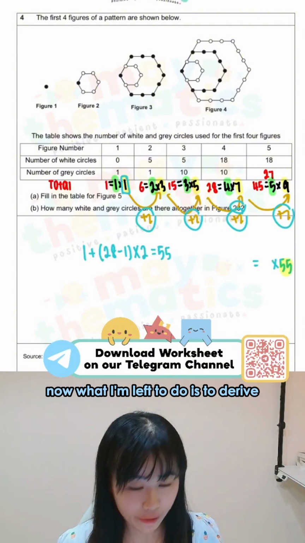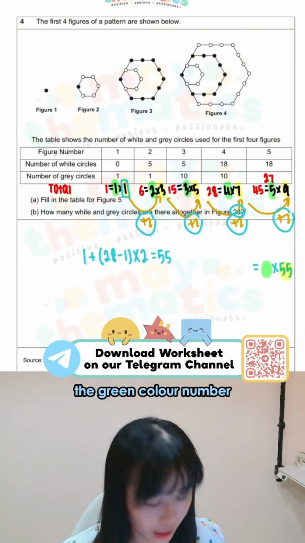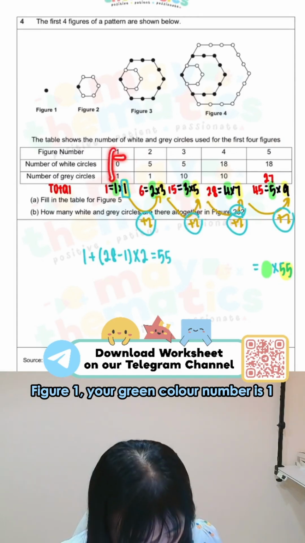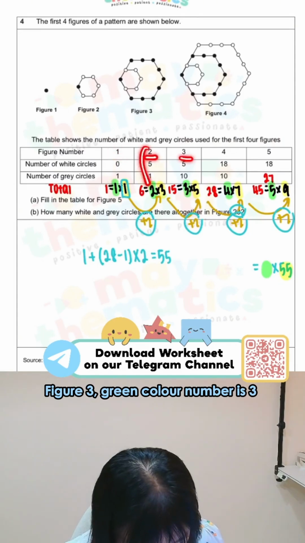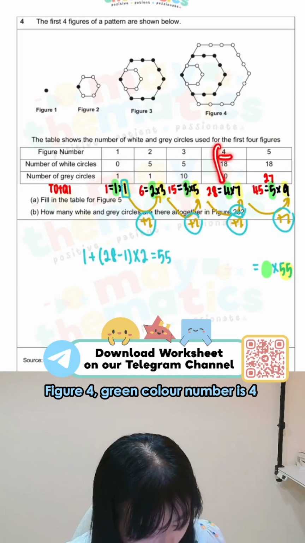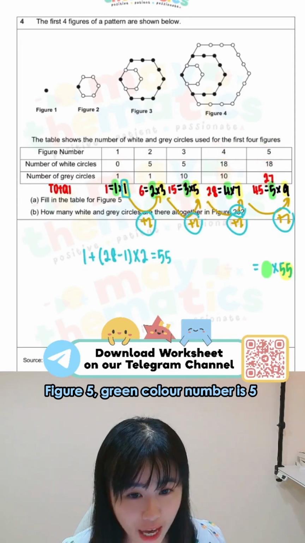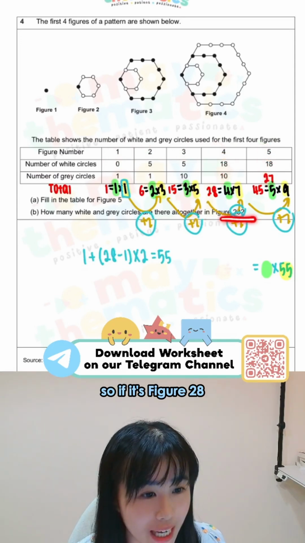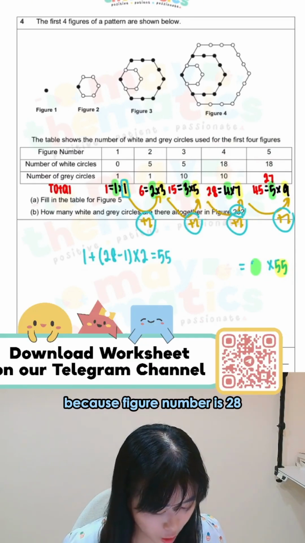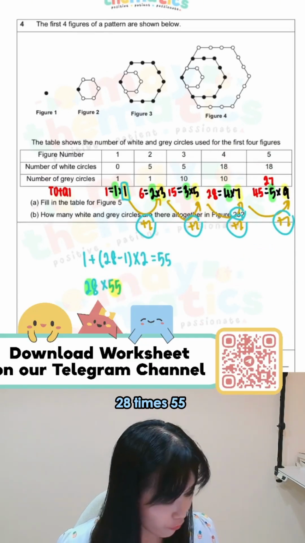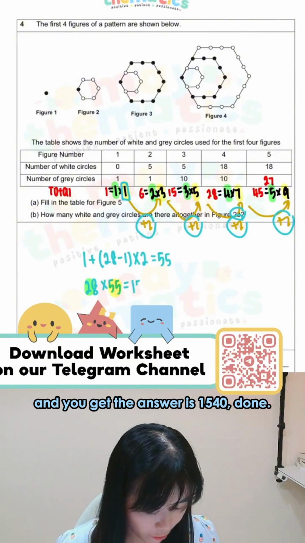Now what I'm left to do is to derive the green color number. Figure 1, your green color number is 1. Figure 2, your green color number is 2. Figure 3, green color number is 3. Figure 4, green color number is 4. Figure 5, green color number is 5. So if it's figure 28, very good, because figure number is 28. 28 times 55, and you get the answer is 1540, done.